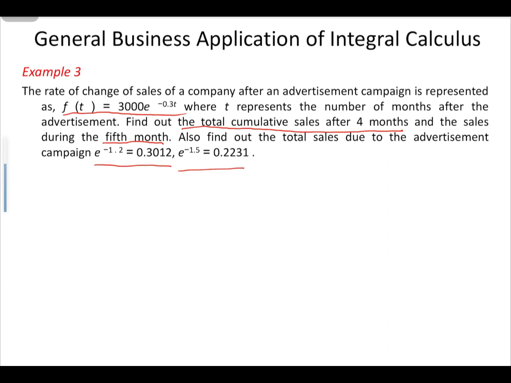So the function given is the rate of change of the sales. When you say the rate of change of the sales, I know from your calculus 1 you don't have any problem with differentiation or the gradient function, right? When you say something is the rate of change, you need to understand it at a point. So the rate of change of the sales function is given to us as f of t equal to 3000 e to the power negative 0.3t. That is small f of t.